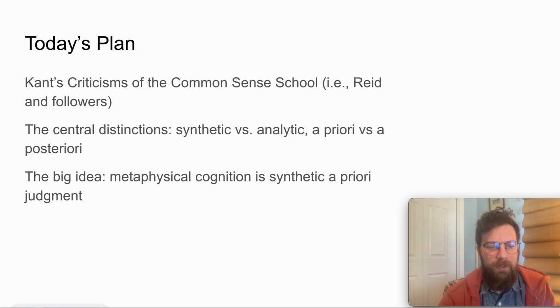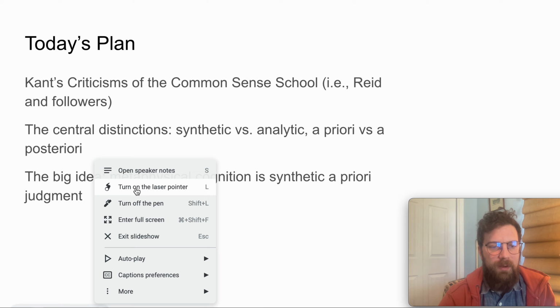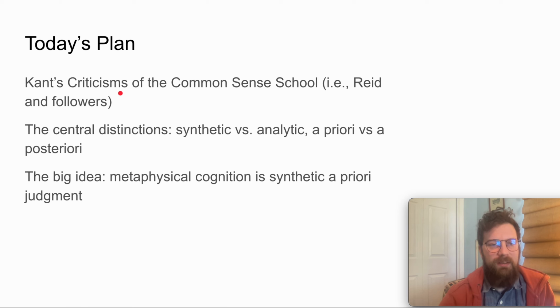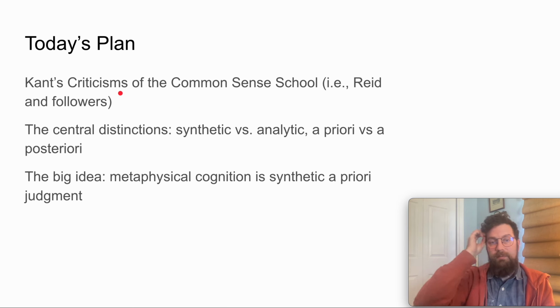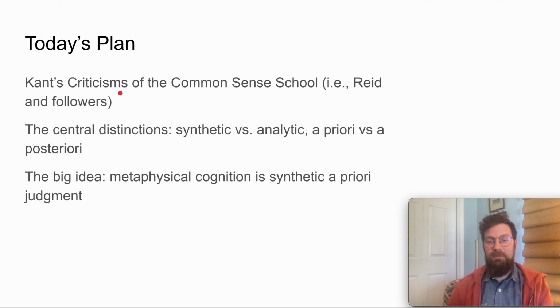So here's what we're going to do. We are going to understand Kant and his criticisms of the common sense school of philosophy. The common sense philosophers include people like Priestley and Beattie, but more prominently for us, Reid, who we looked at last time.